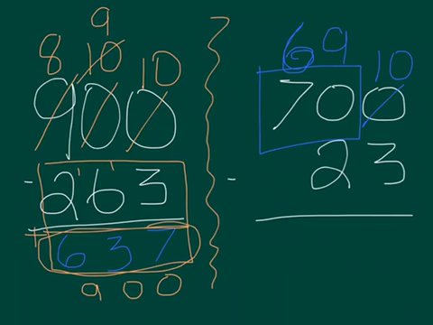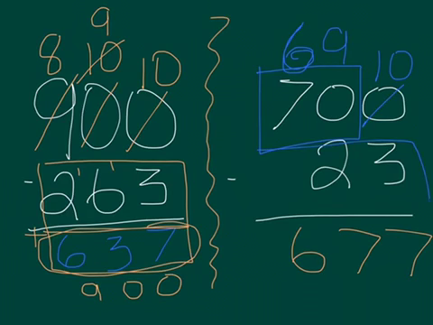So now I can solve 10 minus 3 equals 7. 9 minus 2 in my tens column equals 7. And 6 take away nothing in my hundreds column equals 6.